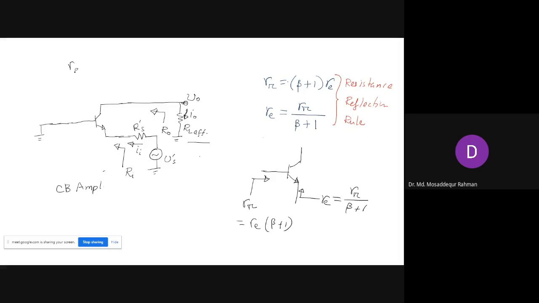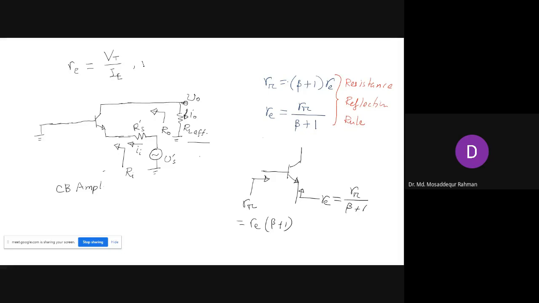But the values of these parameters depend on the DC bias voltage and current. So this is mostly the DC bias voltage and DC bias current. RE is given as VT divided by IE, so the magnitude of RE will depend on the DC emitter current IE.